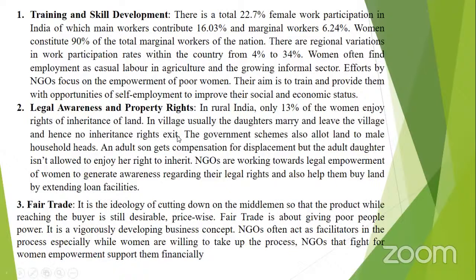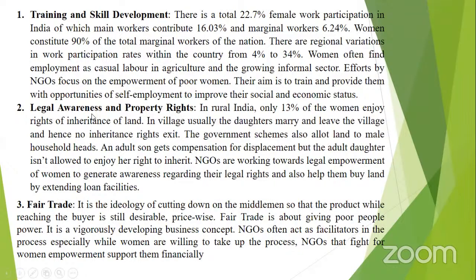There is a total of 22.7% female work participation in India, of which main work contributes 16.03% and marginal work 6.24%. Women constitute 90% of the total marginal workers of the nation. There are regional variations in work participation rates within the country from 4 to 34%. Women often find employment as casual labor in agriculture and the growing informal sector. The aim is to train and provide women opportunities of self-employment to improve their social and economic status.